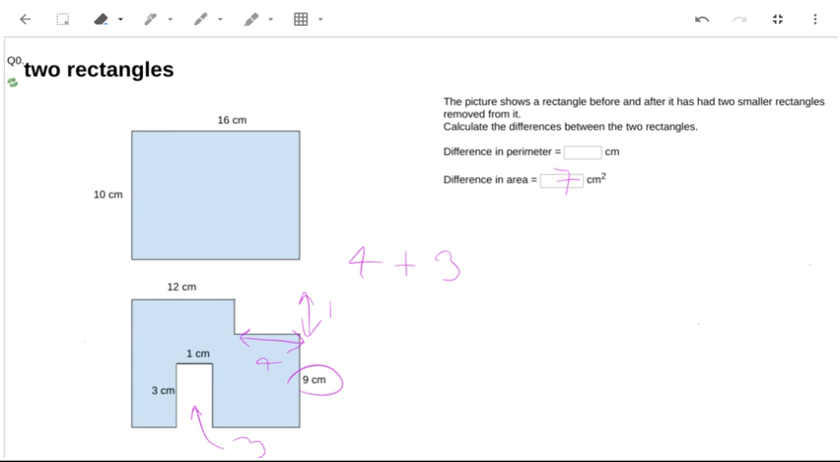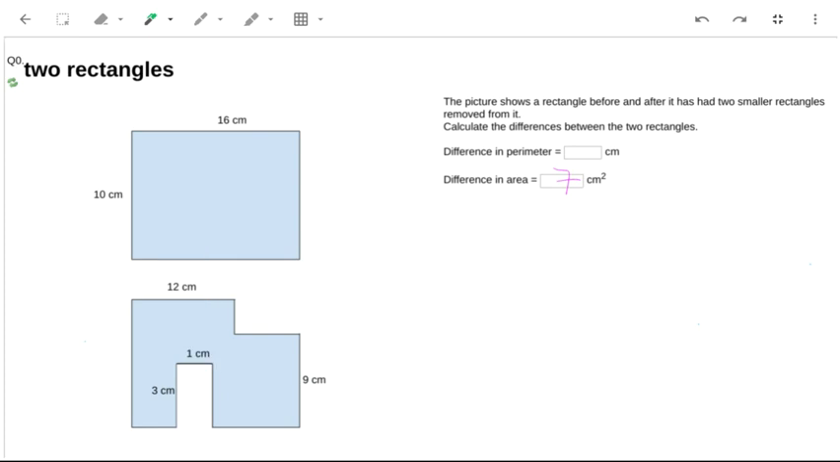Now when you think about the difference in perimeter, and if you imagine that this is a sort of a fence that's being built all the way around, how much fence do we need to get from this one to this one?